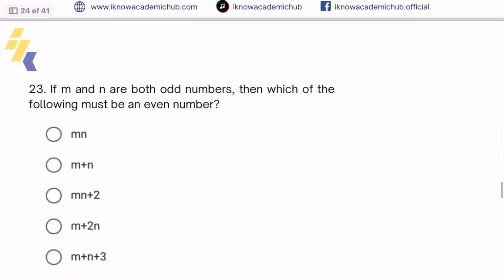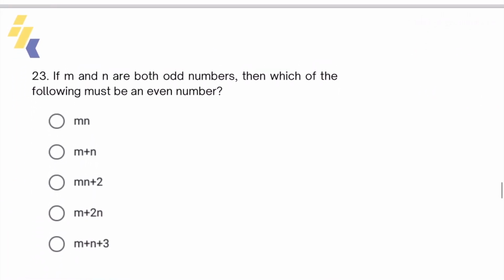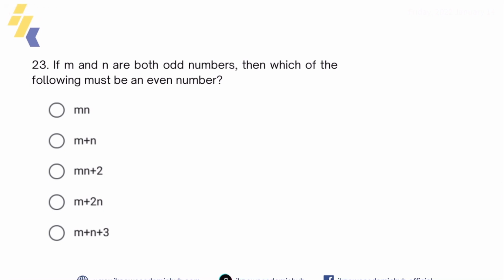Okay. Next problem. If m and n are both odd numbers, then which of the following must be an even number? Ayan, so tandaan nyo to, m and n are both odd numbers. Now, if we multiply two odd numbers, the answer is always odd. Okay? And if we add two odd numbers, always even. Okay? So, ito na yung sagot.